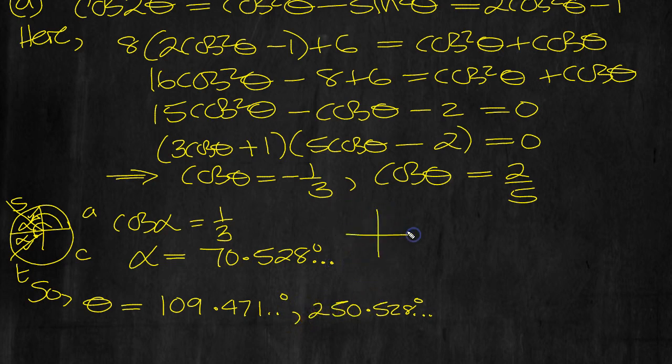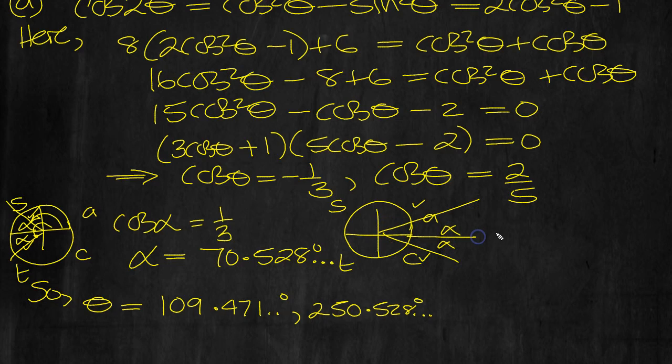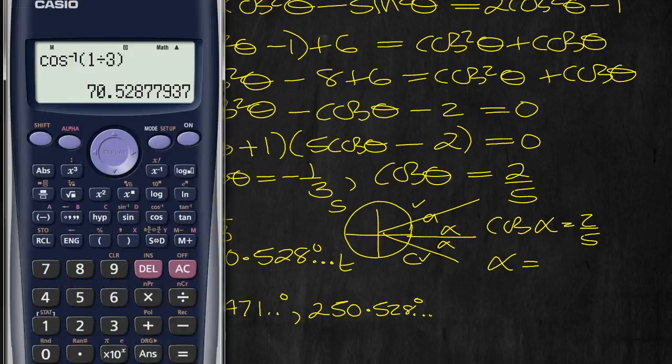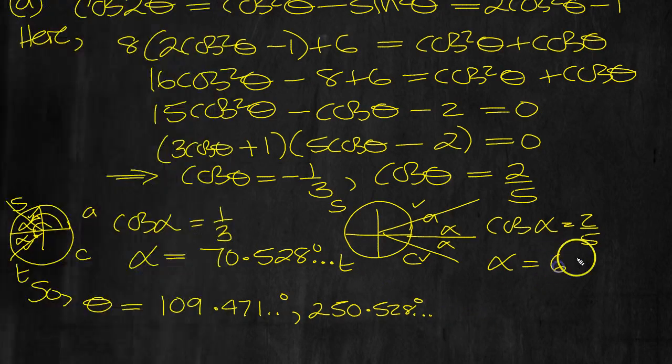Now let's do the second one then. Draw the circle, CAST. Cosine is positive here and here. Draw 2 lines, mark off alpha, the associated acute angle, and write cosine alpha is equal to 2/5 or 0.4. So shift cos 0.4, 2/5, and that's 66.421 degrees.